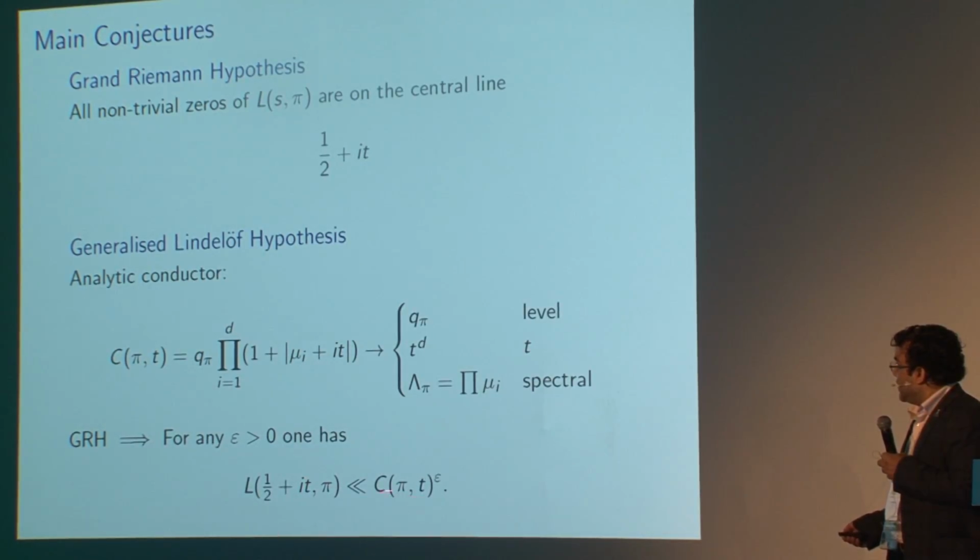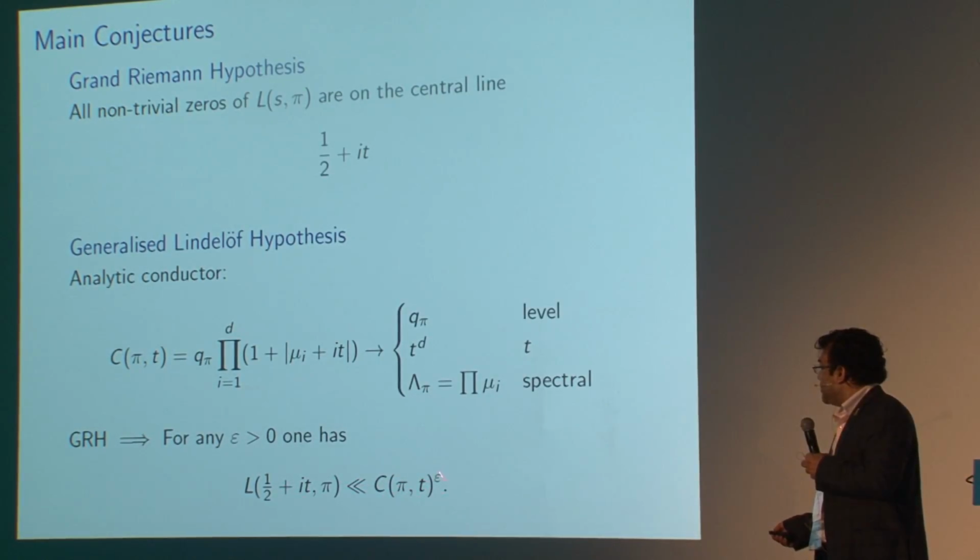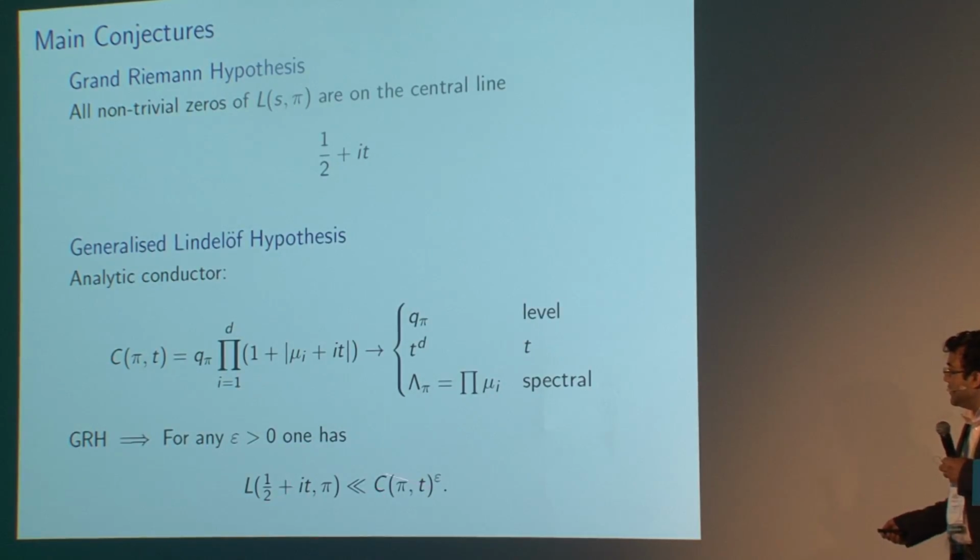In analytic number theory, we write it as this. So you forget the C_epsilon, and it's bounded by (C_pi t) to the power epsilon, right? So it's just a notation.